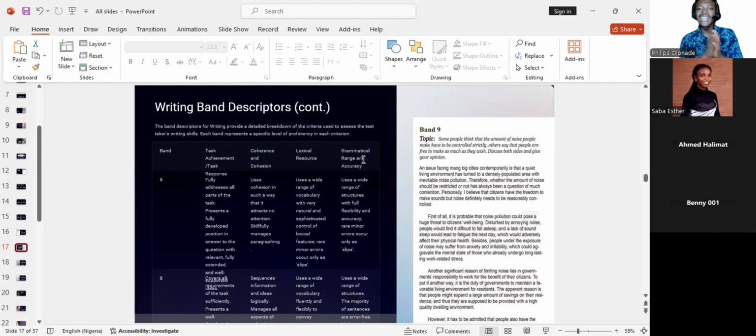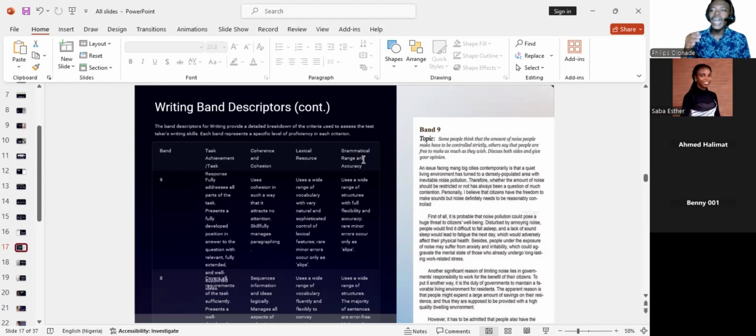Let's say you have a band 9 in task achievement, you have a band 8 in coherence and cohesion, you have a band 7 in lexical resource, then you have maybe a band 8 in grammatical range and accuracy. Then the examiner will add these four together and divide by 4 to give you a total band score for writing. Are we learning something? The examiner will score you based on each of these band descriptors over 9, add them together and divide by 4 to give you your score.